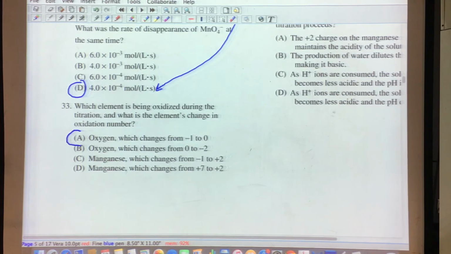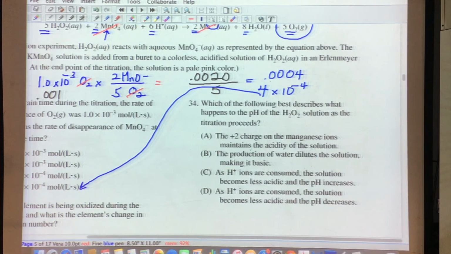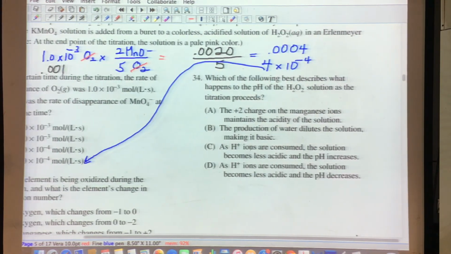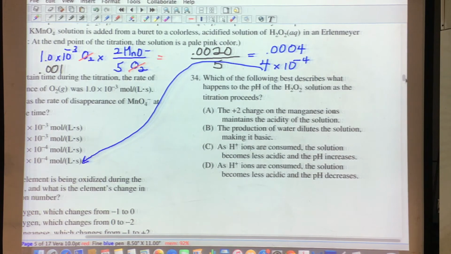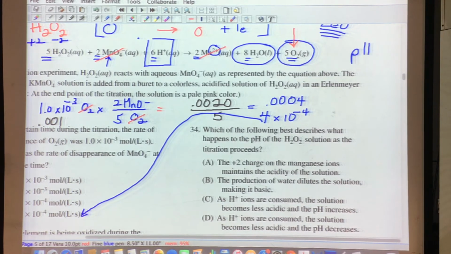Okay, 34. Which of the following best describes what happens to the pH of the H2O? I can do this. Now, what's happening to the pH? Well, what's happening to me here? I can't move this baby. Okay. So what's happening to the pH? Well, as the reaction proceeds, I notice that, yes, I'm producing some water, but more importantly, aren't I losing my protons? Aren't protons being consumed? Yeah, so therefore, if I'm losing protons, the pH is going to do what? It's going to rise, right?